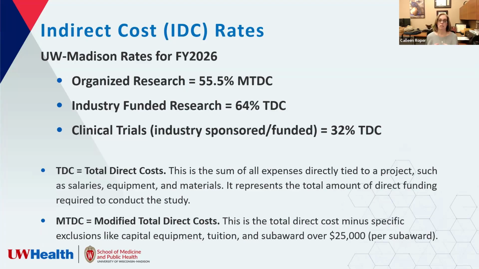For industry-funded research, so industry-funded grants, that comes with a 64%. And that's charged on every single expense that comes through because it's under that total direct costs. Industry sponsored and funded, much lower, 32%. All of these percentages are things that we negotiate with the federal government that are set based on our costs across campus for our facilities, for our maintenance, electricity, all of those things. That's what decides all of these percentages.